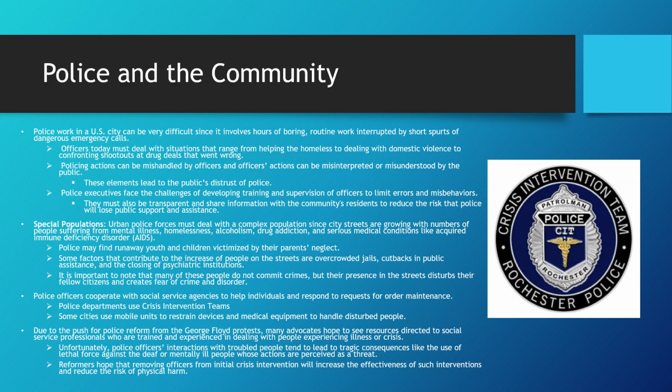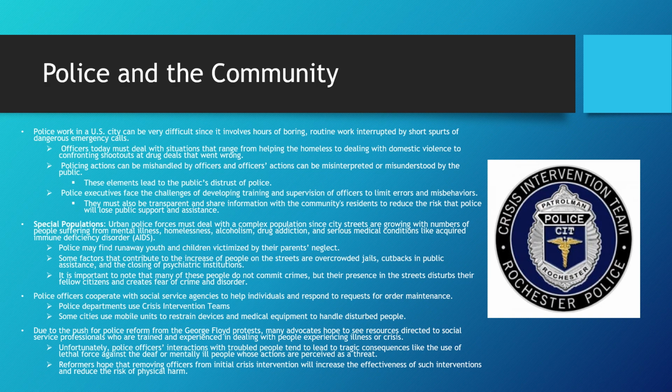Policing actions can be mishandled by officers, and officers' actions can be misinterpreted or misunderstood by the public. These elements lead to the public's distrust of the police. Police executives face challenges for developing training and supervision of officers to limit errors and misbehaviors. They must also be transparent and share information with the community's residents to reduce the risk that police will no longer have their support and assistance.